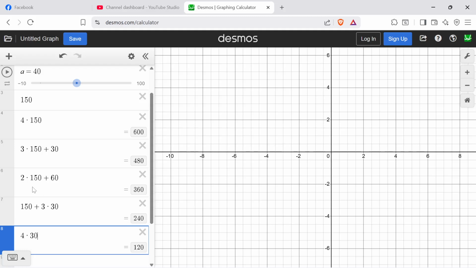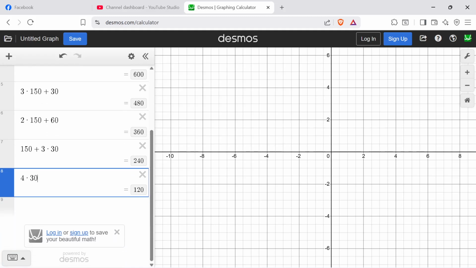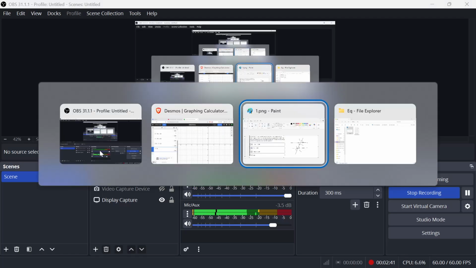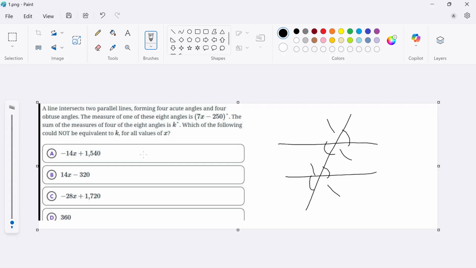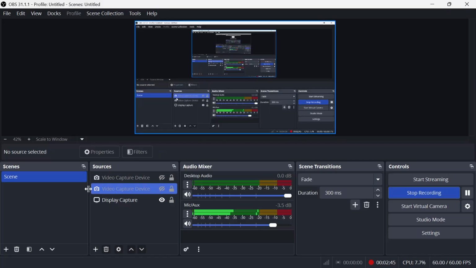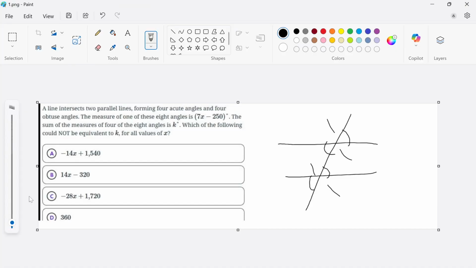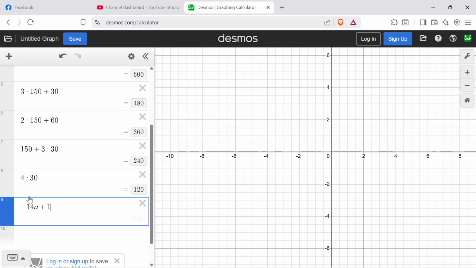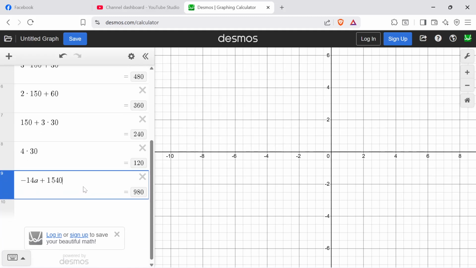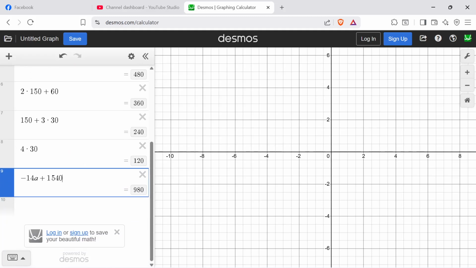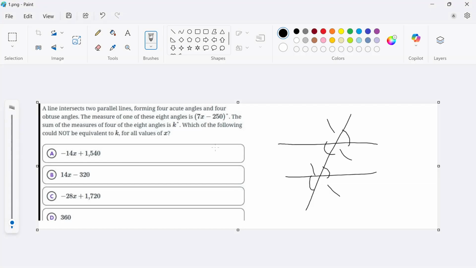So that's 1, 4, 2 and 2, 3 and 1, 4 and 0. Okay, so those are the possibilities. And now all I have to do is type in the answer choices and see which one, hopefully 3 work and 1 doesn't. I don't know if there's a way that it wouldn't, but let me find out. Minus 14a plus 1540. That says 980. Well, that's not one of the 5 options, so that could be it.